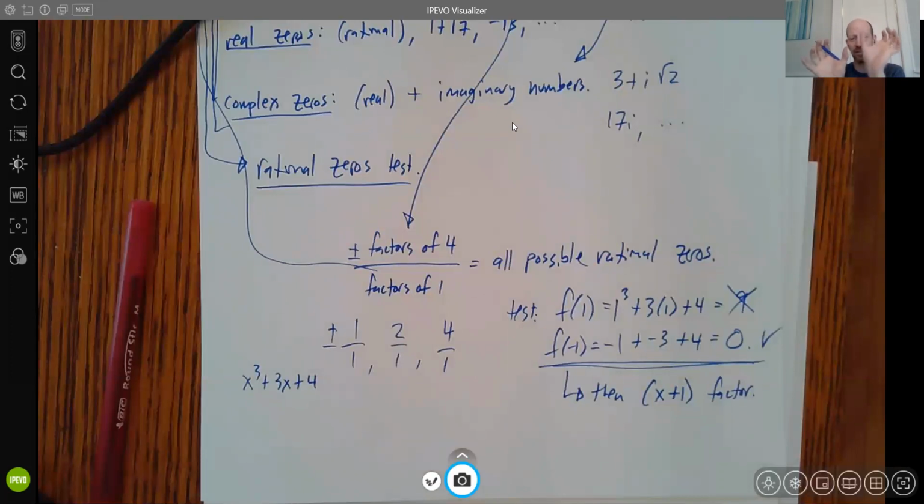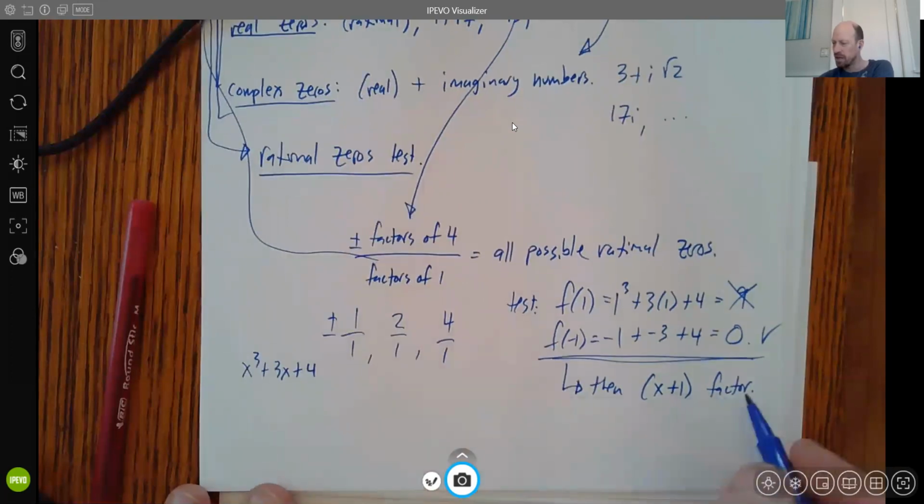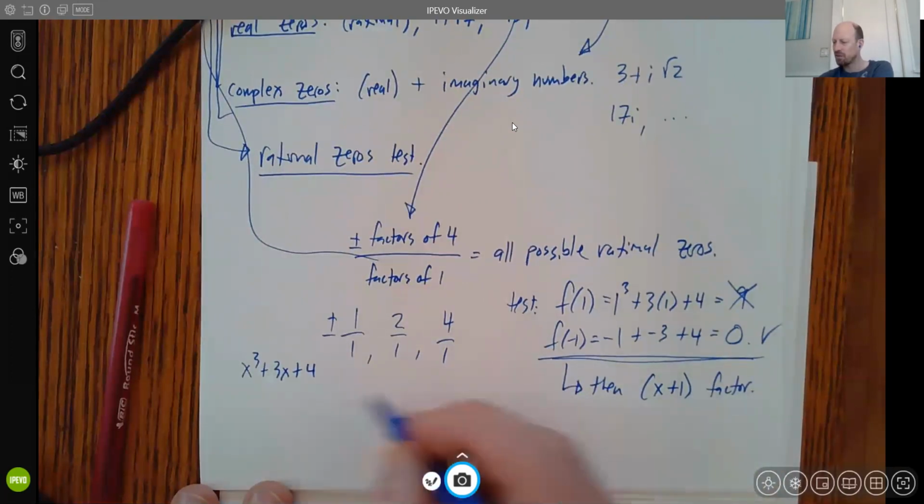So I'm going to break this down. I'm going to have the x plus 1, which is a linear factor, and then I'm going to have an x squared left over, right? Because together those are going to make that x cubed here. So the easiest way to do that is with synthetic division.